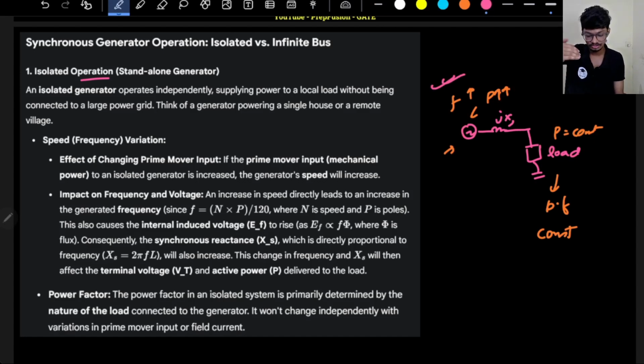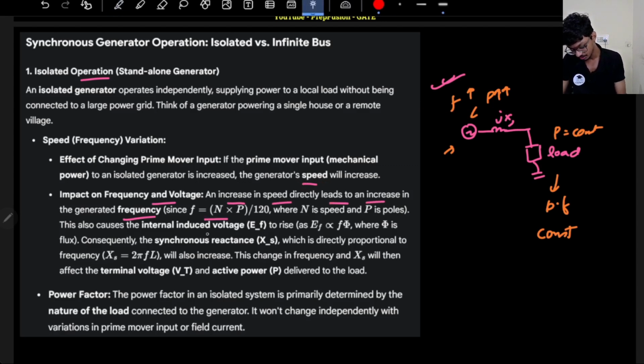So energy is increasing, so something has to increase, either the frequency or the power. Because power is constant, since the load can only take a certain constant amount of power, the frequency will increase. So the generator speed will increase, which will increase the frequency. An increase in speed directly leads to an increase in generated frequency, because f = N P / 120, that simple formula. So the synchronous reactance also will increase, right?